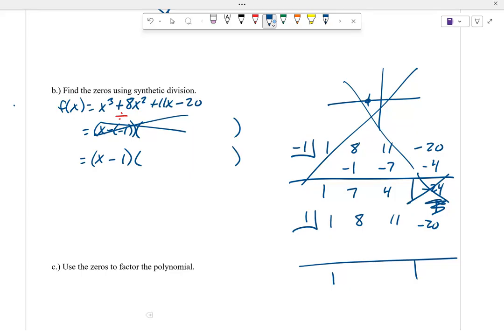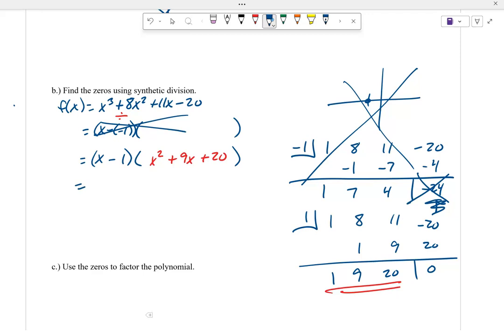So I drop the 1 down. 1 times 1, 1. 8 plus 1, 9. 9, 11 plus 9, 20. 20 times 1, 20. Hey, there it is. Okay, I got a 0 as the remainder, so it's a clean factor. So I can put in up here, that's 1x squared, 1 degree less, plus 9x plus 20.